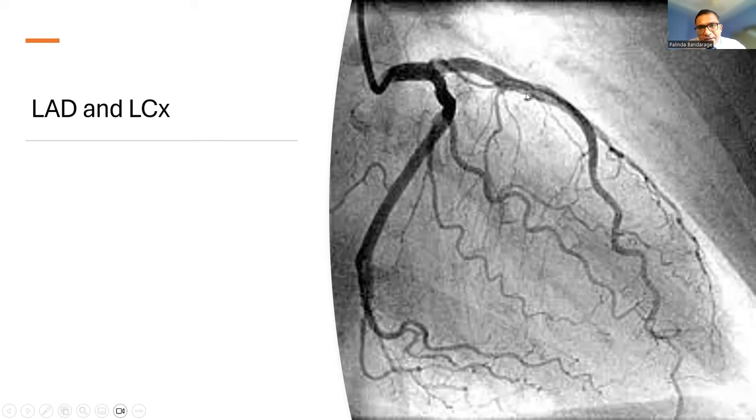Out of these, the left anterior descending artery supplies the interventricular septum with septal branches. You might see them perpendicular here, and then it gives out diagonal branches. So this supplies the most important part of the heart, the septum and the anterior left ventricular myocardium. So any pathology in this vessel has to be managed with a higher priority.